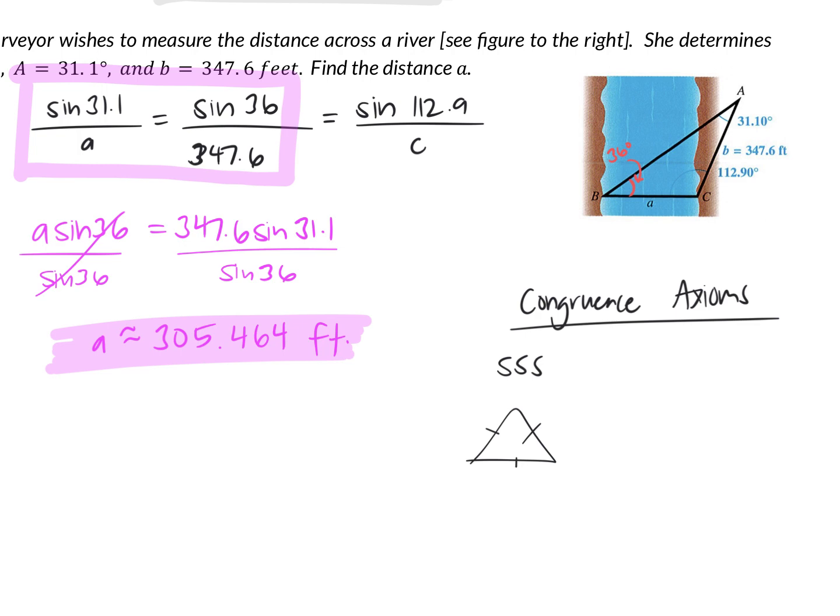What is it? ASA. So that would look like this. You have an angle followed by a side length followed by another immediate angle. What else is there? Side, angle, side. So you're given a side with an angle included and a side.